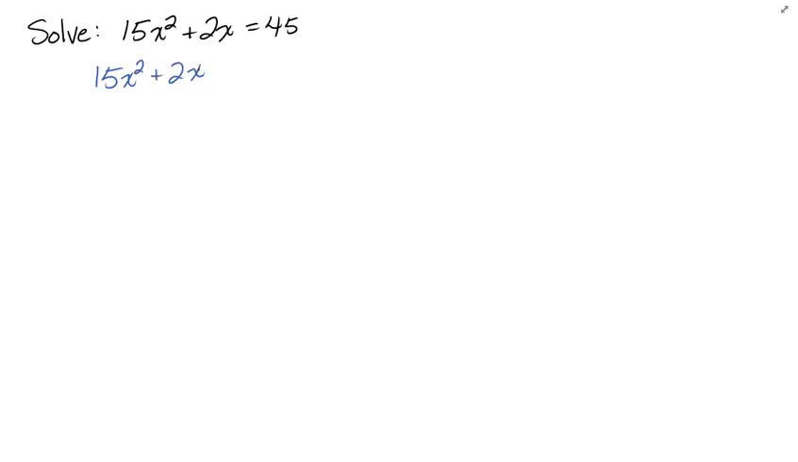combine any terms that can be combined, and then move all of your terms to one side so that you have a zero on one side of the equation. So in other words, this 45 needs to be moved over here so that we have it set equal to 0. The quadratic equation and the method of solving by factoring needs the quadratic to be set equal to 0.